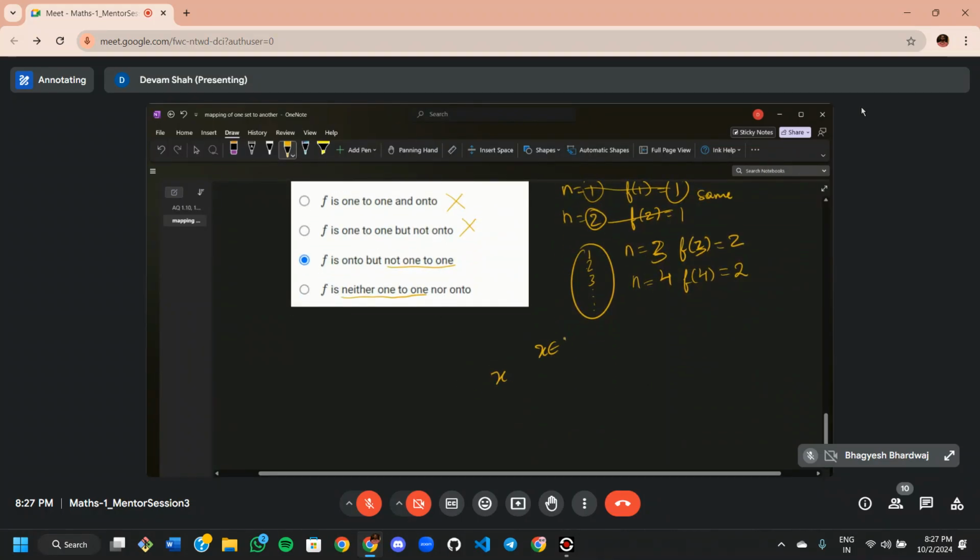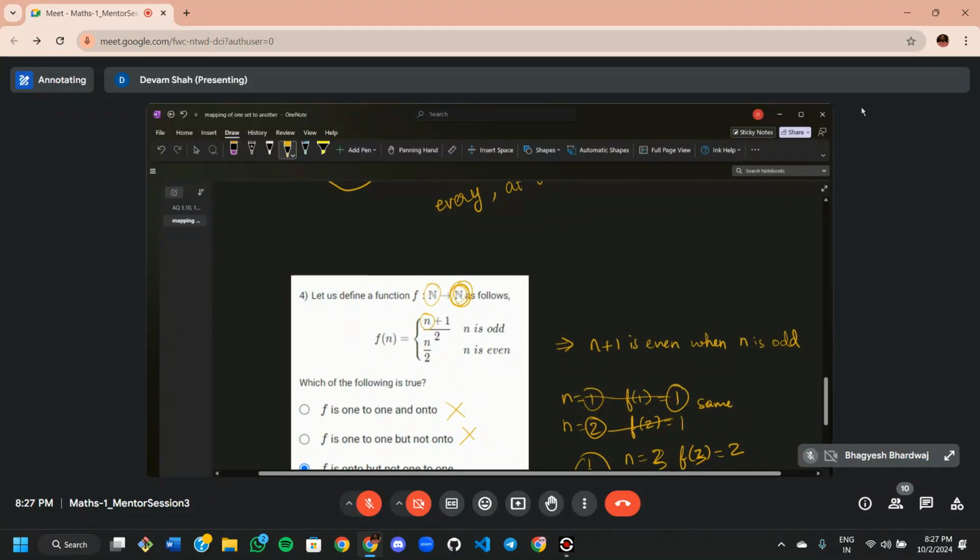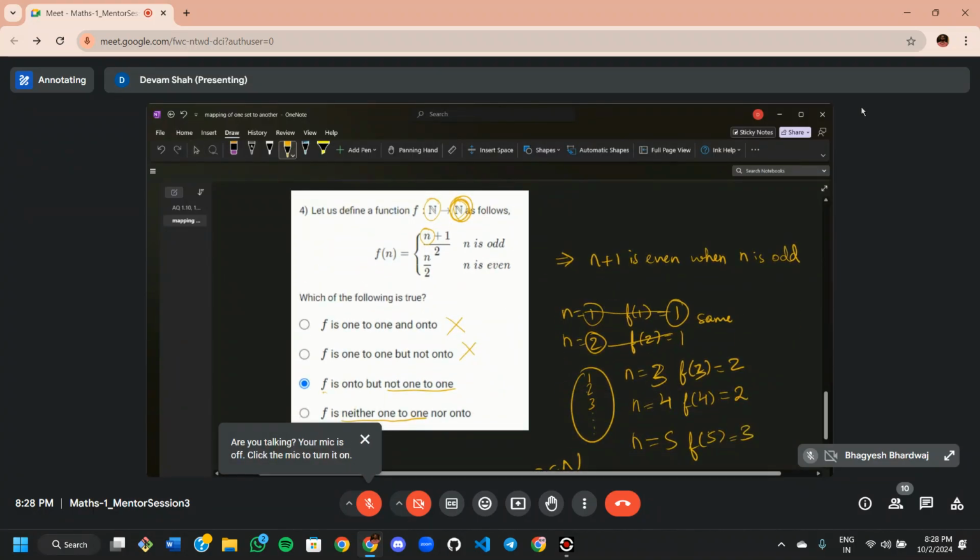Now checking for any natural number x. It will always have a pre-image. Why? Because even if you go further, there's a pattern. So one has a pre-image, two has a pre-image, three has a pre-image. Every natural number, that is every element in the codomain, will have at least one pre-image. Hence, it is onto. So f is onto, but not 1-1.